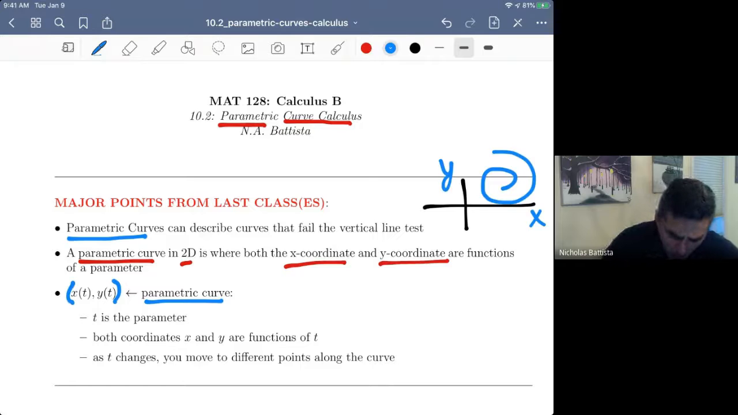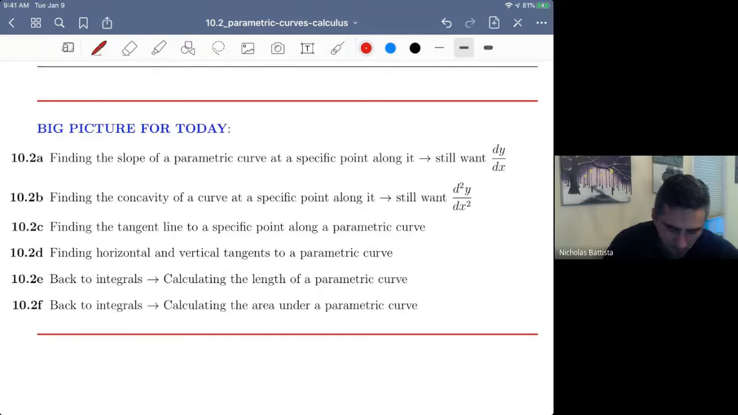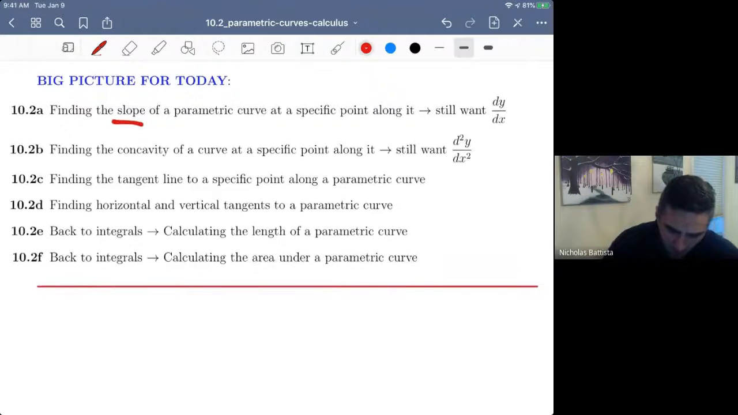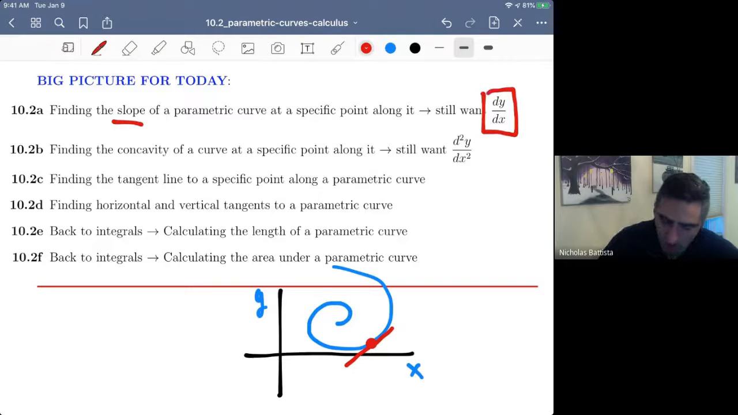So let's check out what we're going to do today. The basics of parametric curve calculus that we're going to begin with are calculating the slope along a parametric curve. So let's just draw an example for this. If we try to investigate something like a spiral, again, parametric curves live on the xy plane. If we're investigating something like a spiral, we might ask ourselves, at some point along that curve, what is the slope? And that's the first thing we're going to investigate. And just as a spoiler, we're still going to be looking for a slope that looks like a change in y over change in x, or rise over run.